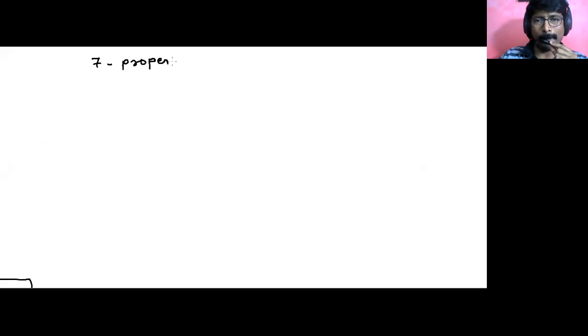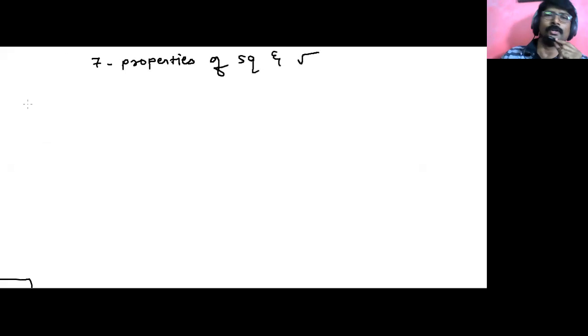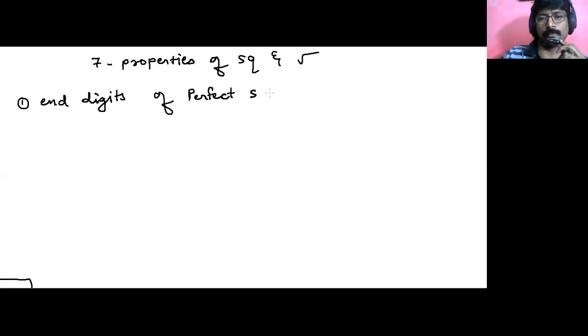7 properties of square and square roots. Okay, so property number one. Remember that the end digits of a perfect square are as follows. Keep writing, guys.